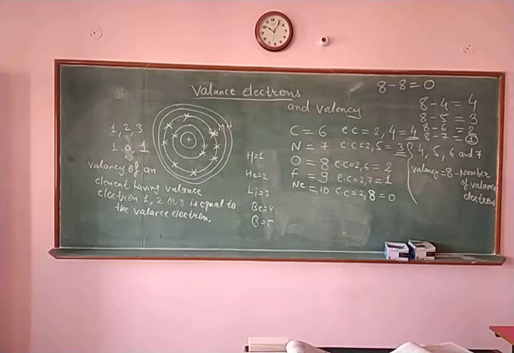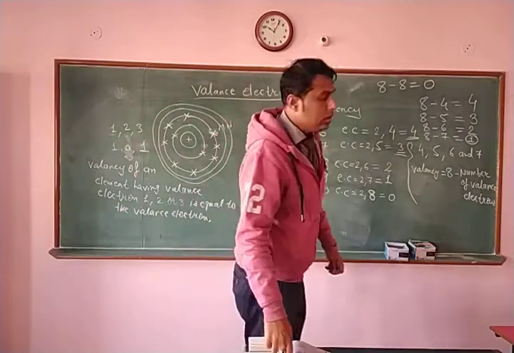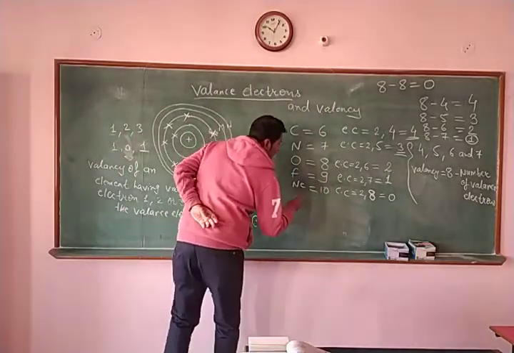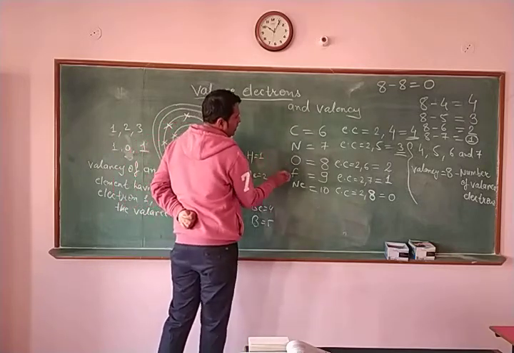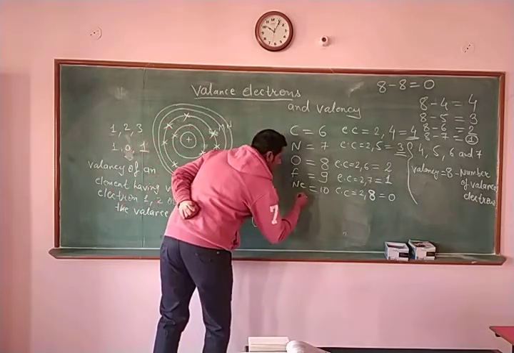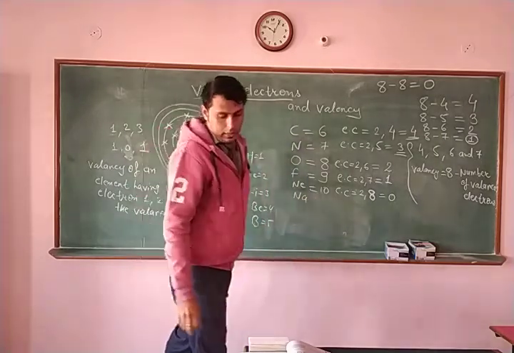Now we'll move further, from neon to sodium. So hydrogen, helium, lithium, beryllium, boron, carbon, nitrogen, oxygen, fluorine, neon, and then sodium. That is Na. So that is sodium.